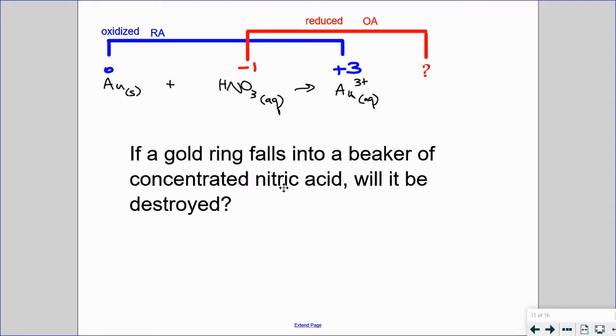This is the last question. If a gold ring falls into a beaker of concentrated nitric acid, will the gold ring be destroyed? So the first thing we try to do is to come up with this equation. We put solid gold plus nitric acid, and it should form gold 3+ ion. What else does it form? We don't really know. What we do know is that the gold will be oxidized, and it will be the reducing agent. The nitric acid will be reduced, so it'll be the oxidizing agent.